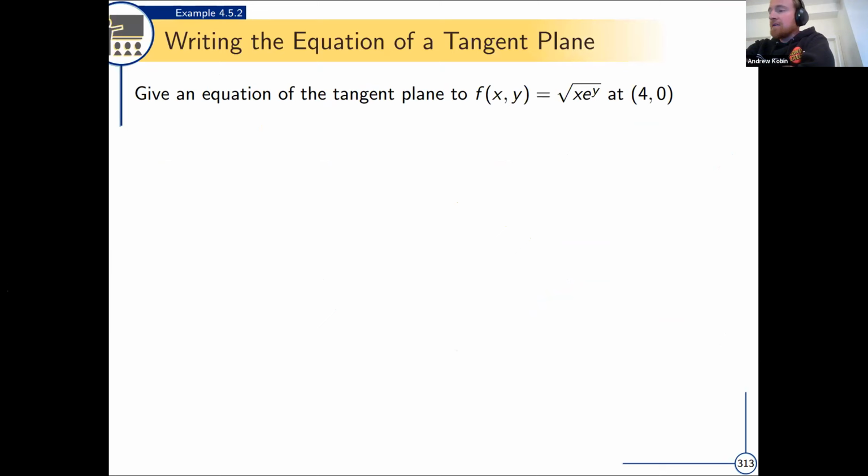So let's do an example together. Let's give an equation for the tangent line to the following function at the point 4, 0. You have the tools to do this on your own, so if you want to pause the video and try to at least work out the different terms in the tangent line equation now, I encourage you to do so and then check back in with me once you've figured out some of the pieces.